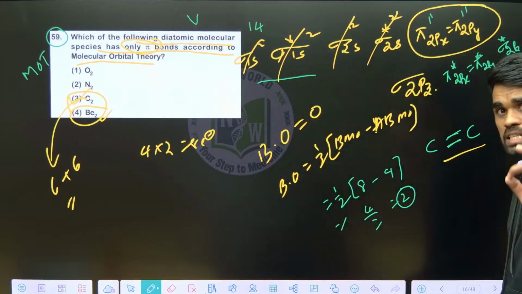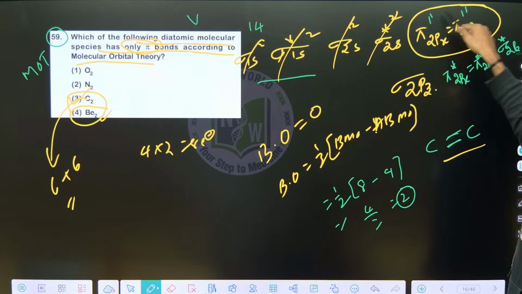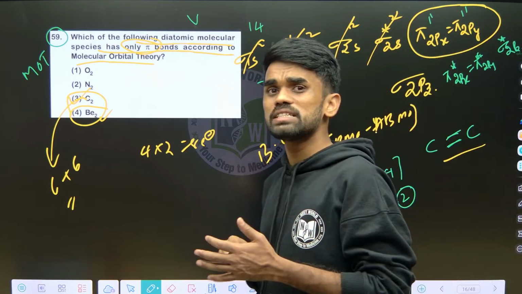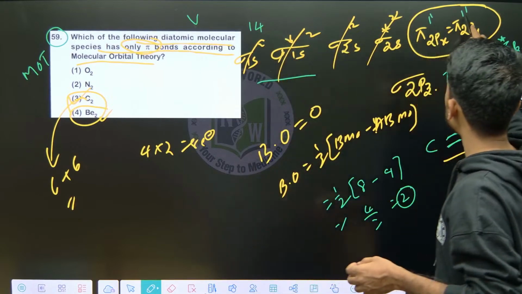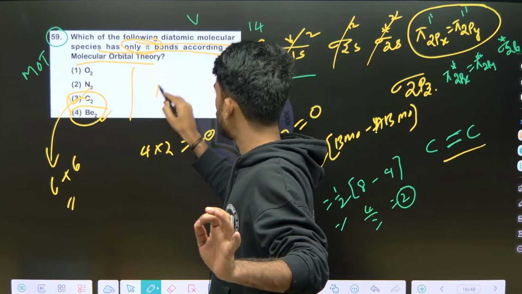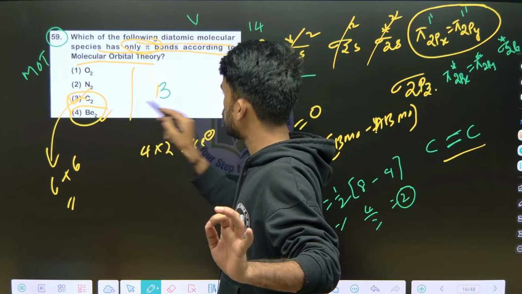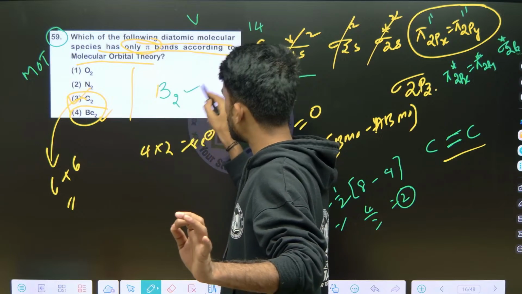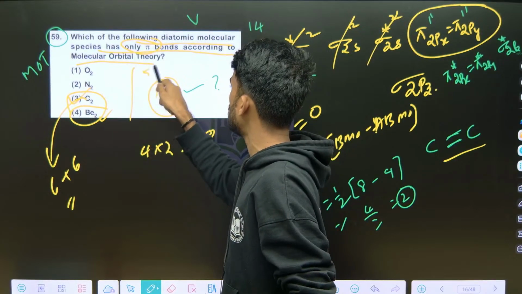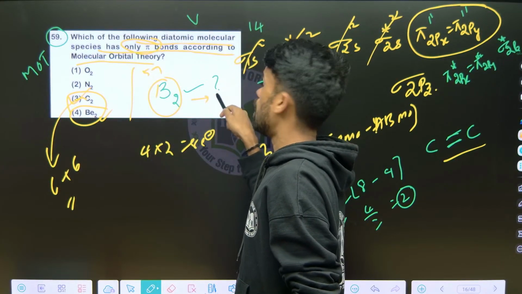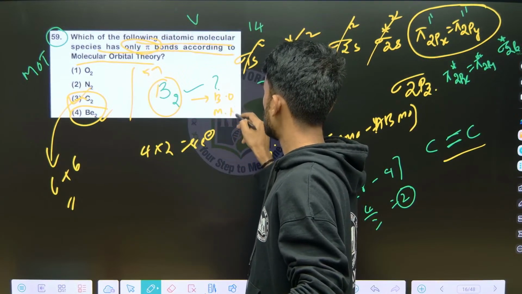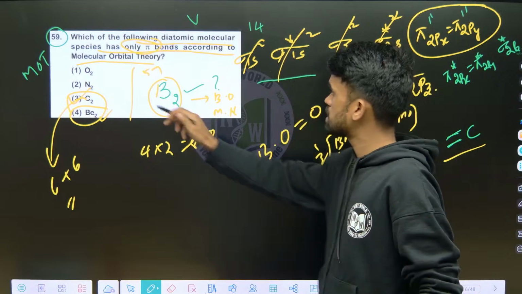Now they will ask for magnetic nature also. If any unpaired electron is present, then we can say it is paramagnetic, but if all the electrons are paired, it is diamagnetic. So my question is to calculate it for B2. You can do it for this question, and in the comment box you can mention question number 59, B2, what is the bond order and its magnetic nature. You can mention it in the comment box, because this is also an important one.